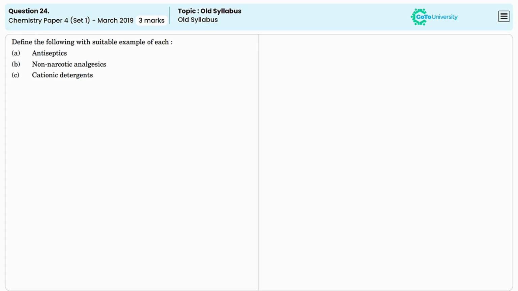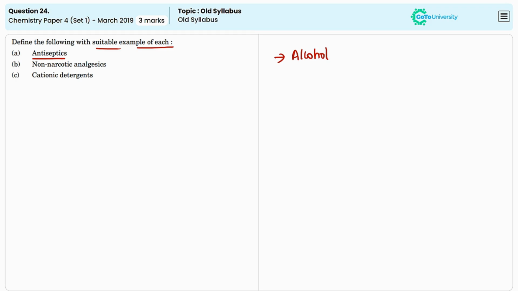Here the question is asking us to explain the given terms with suitable example for each. The first one is antiseptics. Antiseptics are the substances used to prevent or inhibit the growth of microorganisms on living tissues such as skin or mucous membrane. They help in reducing the risk of infection in wound or during surgical procedures. The examples include alcohol, iodine, and hydrogen peroxide.